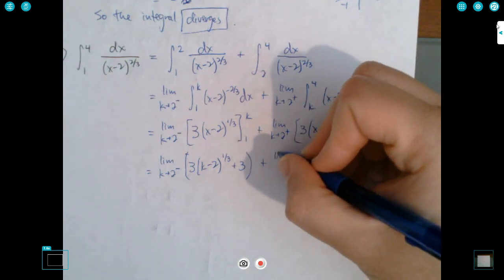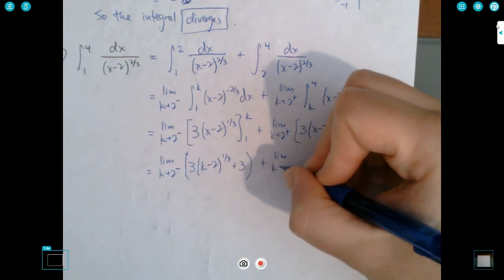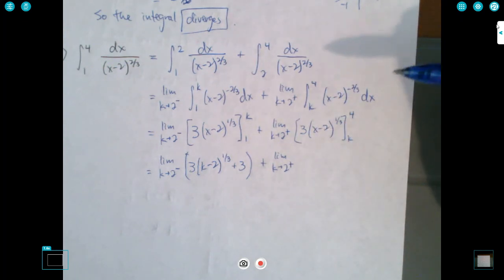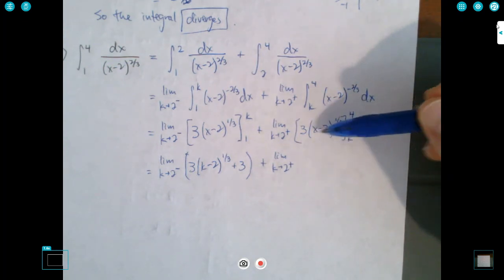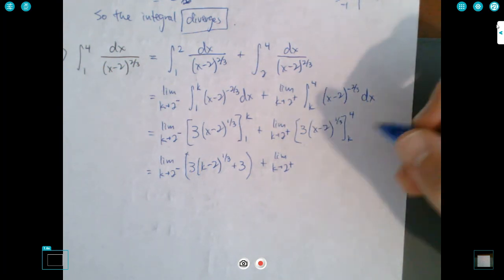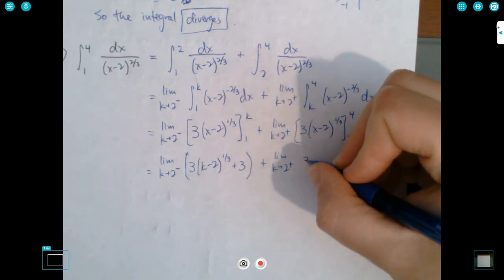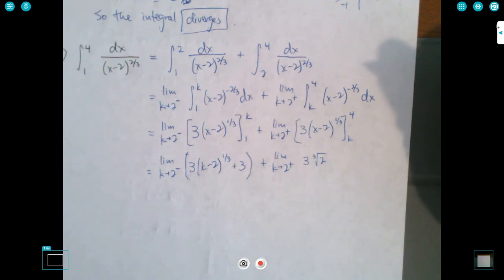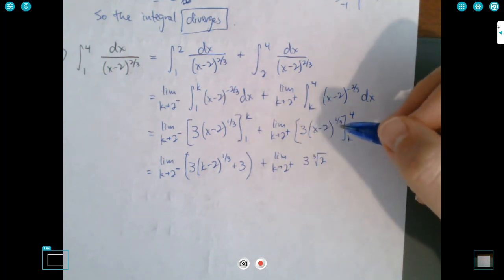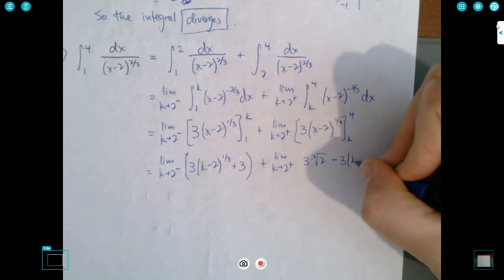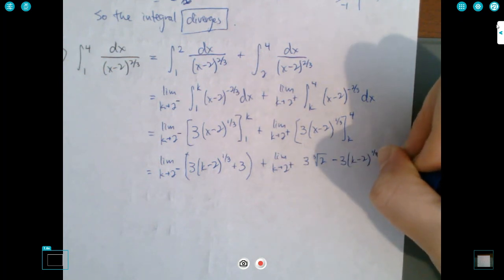Here we're going to get the limit as k approaches 2 from the right of, if I plug in 4, 4 minus 2 is 2, 2 to the 1/3, cube root of 2. So it'll be 3 times the cube root of 2. And then if I plug in k, I'm going to have minus 3 times (k minus 2) to the 1/3.